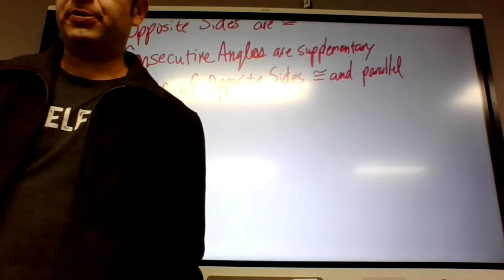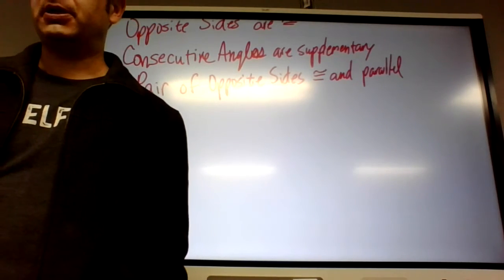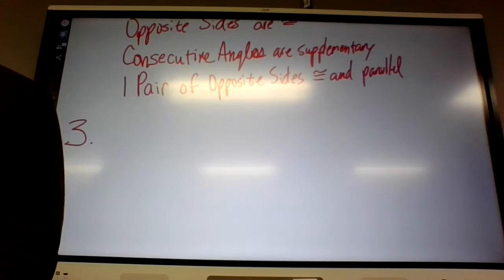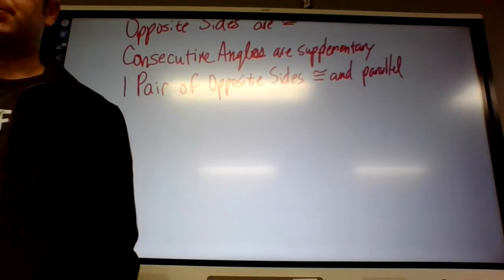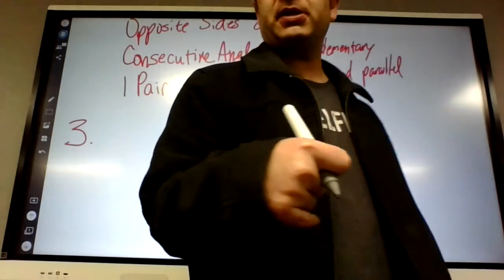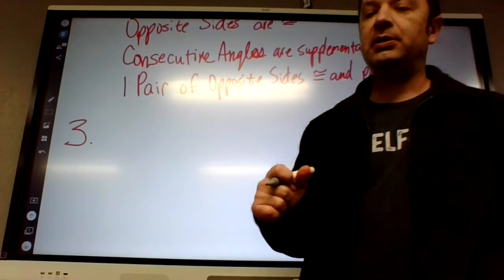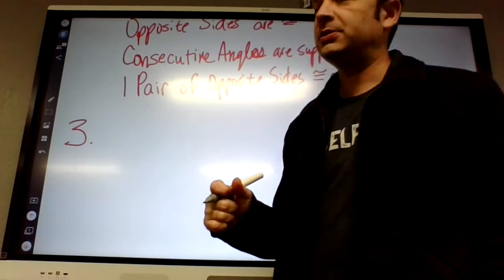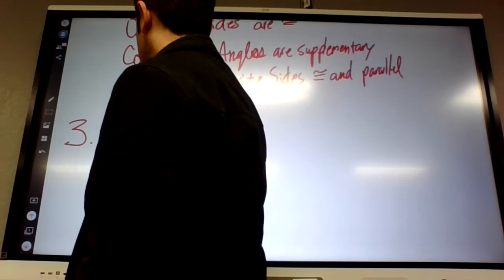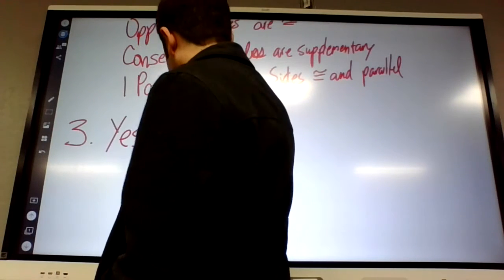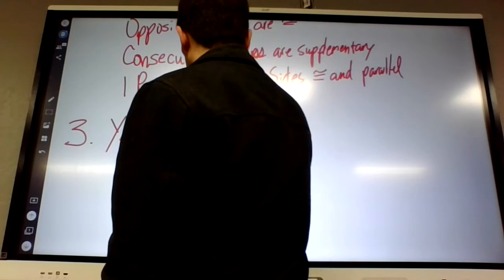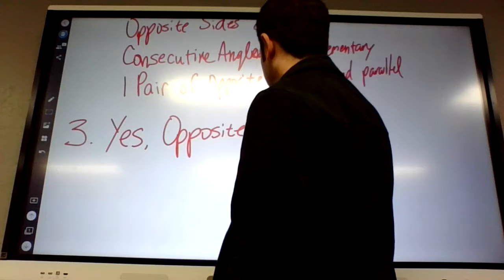Okay, number 3. Determine whether each quadrilateral must be a parallelogram. So, yes or no. If so, state the theorem that justifies your answer. So, it would be like, yes, the opposite angles are congruent, or something like that. So, on number 3, is it a parallelogram? Yes. Because 2 pairs of congruent opposite sides. No, congruent.